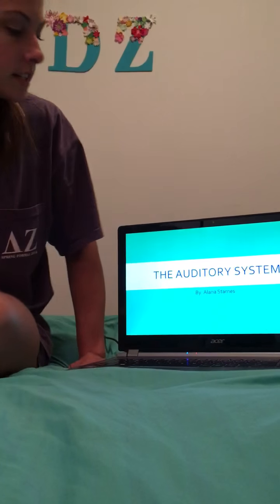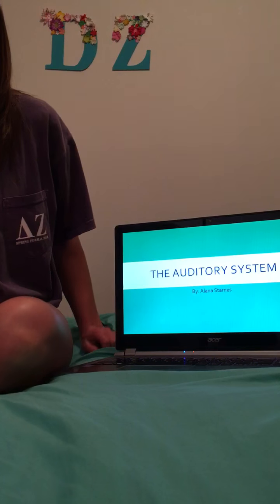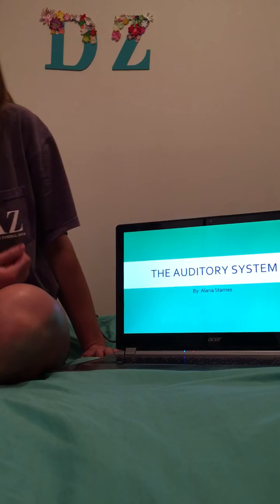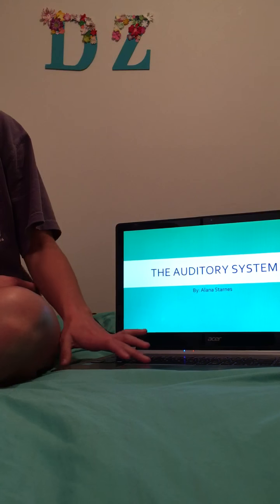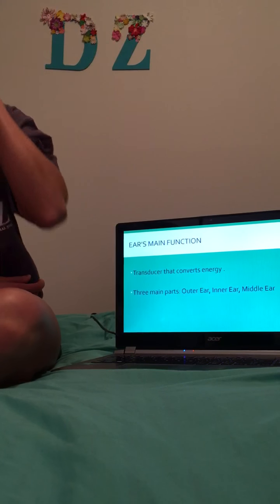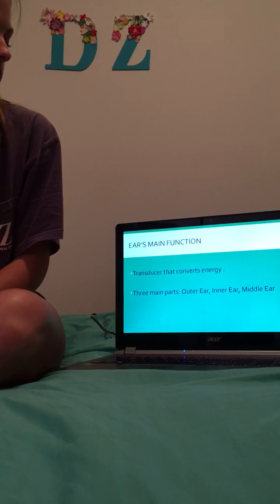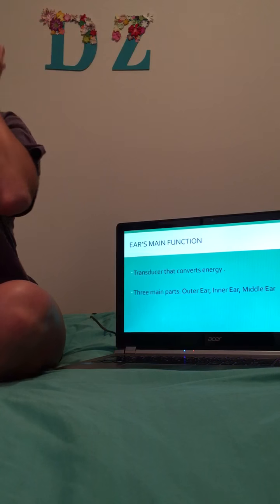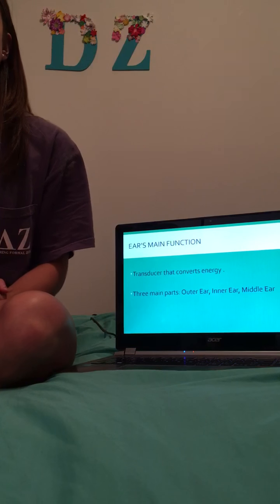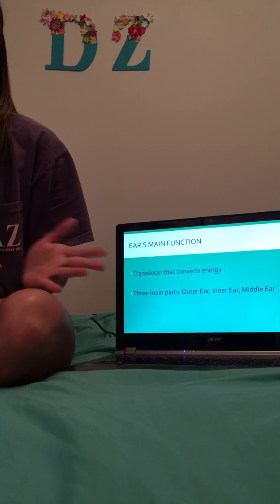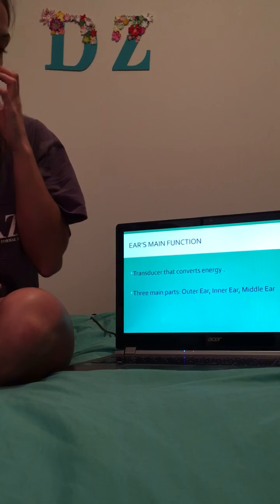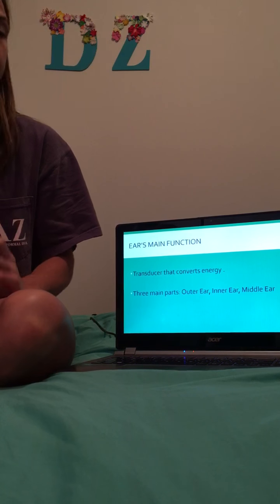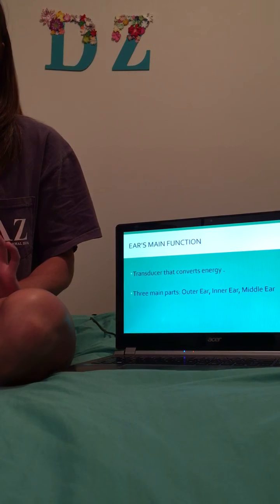Okay, for my project, I chose to do the auditory system because out of all the chapters, this one was my favorite one. So, the auditory system. The auditory system deals with the ear, and the ear's main function is to act as a transducer and convert energy from one form to another. Within the ear, there are three main parts: the outer ear, the middle ear, and the inner ear.